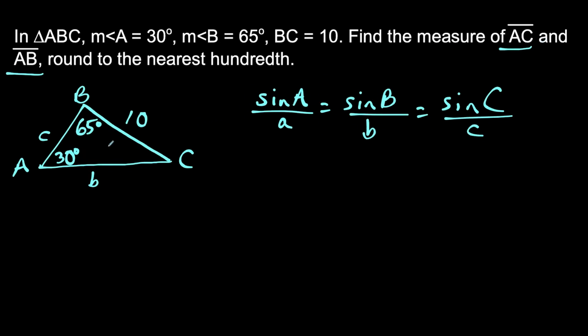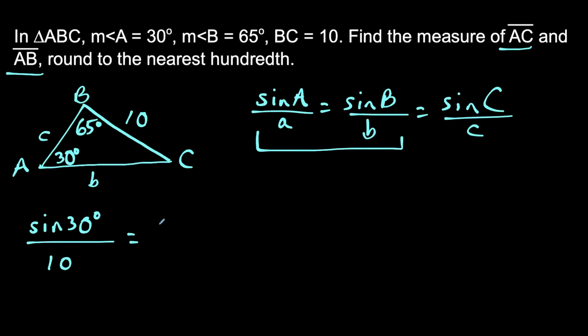If we're looking for side AC first, notice that is side b, so we're going to use the first two pieces to set this up. We have sine of 30 degrees, because that's the measure of angle A, over side a, which is always across from angle A, so over 10, equals sine of the measure of angle B, 65 degrees, over the measure of side b, which we don't know, so we'll leave it as lowercase b.